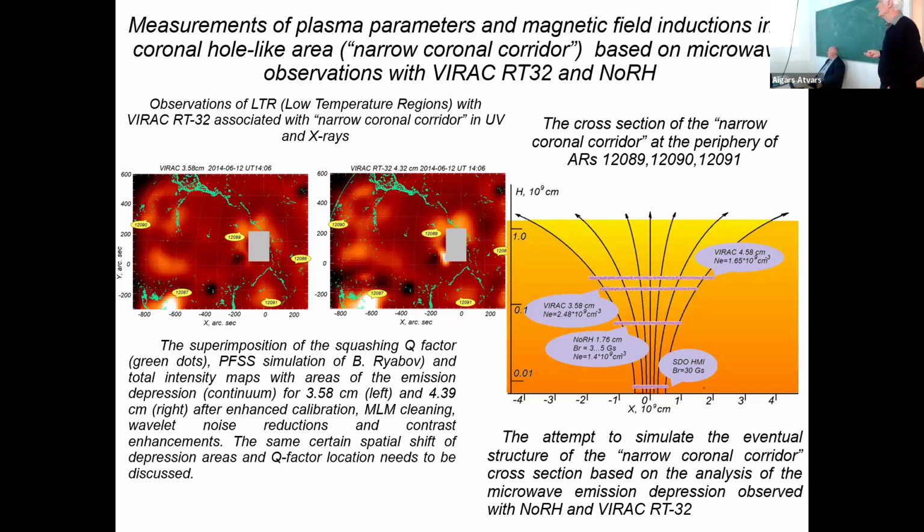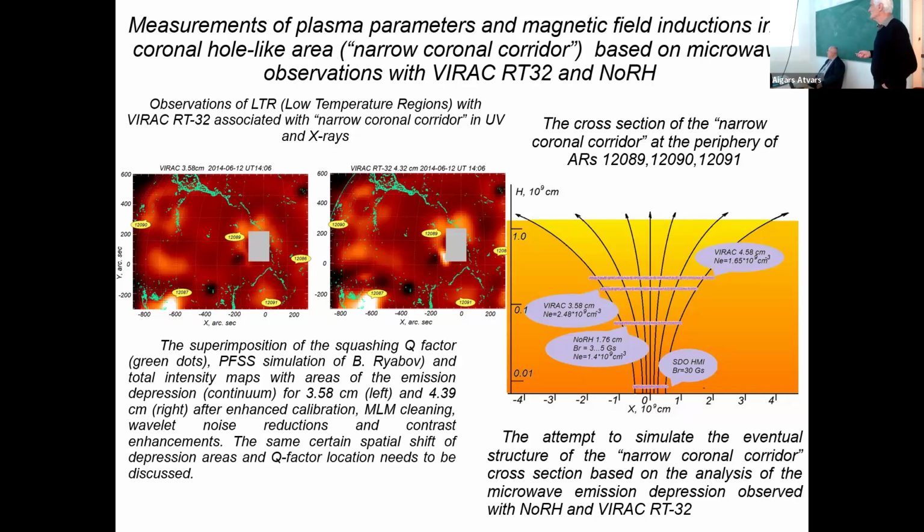You can see these dark areas. This one for one wavelength and for another wavelength. And these green points are a so-called squashing cofactor. It actually shows us this vertical open magnetic field line, which is simulated from the magnetogram from the photosphere. It's almost correlated.